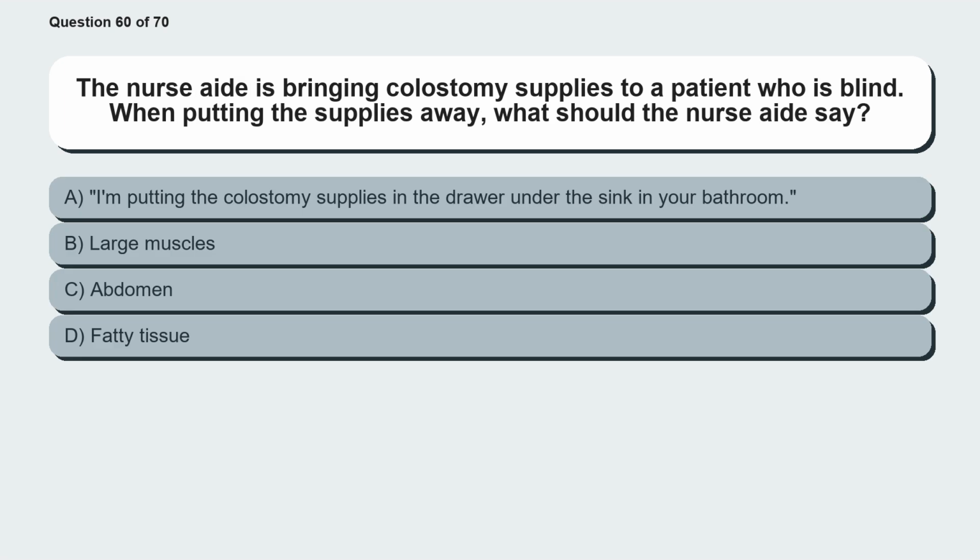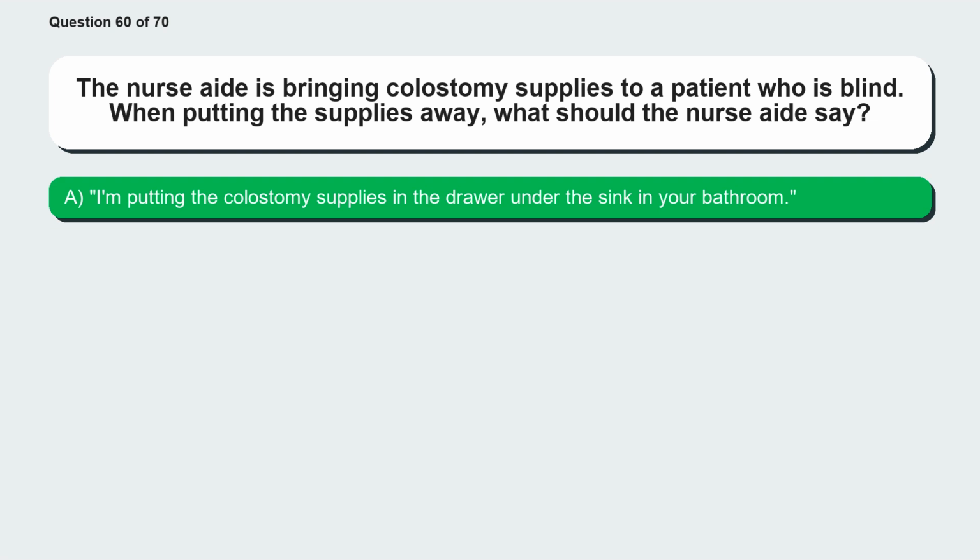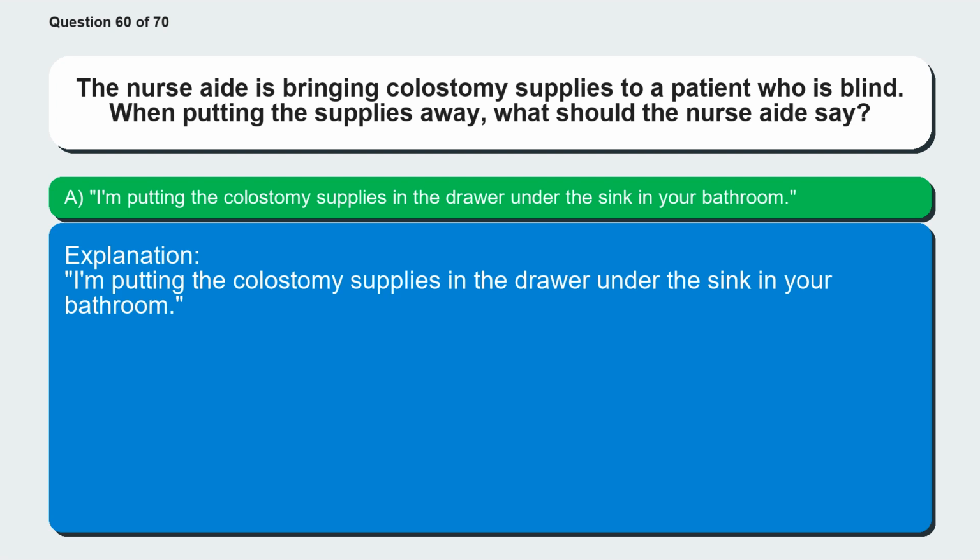Question 60. The nurse aide is bringing colostomy supplies to a patient who is blind. When putting the supplies away, what should the nurse aide say? Option A, I'm putting the colostomy supplies in the drawer under the sink in your bathroom. Option B, large muscles. Option C, abdomen. Option D, fatty tissue. The correct answer is option A, I'm putting the colostomy supplies in the drawer under the sink in your bathroom.